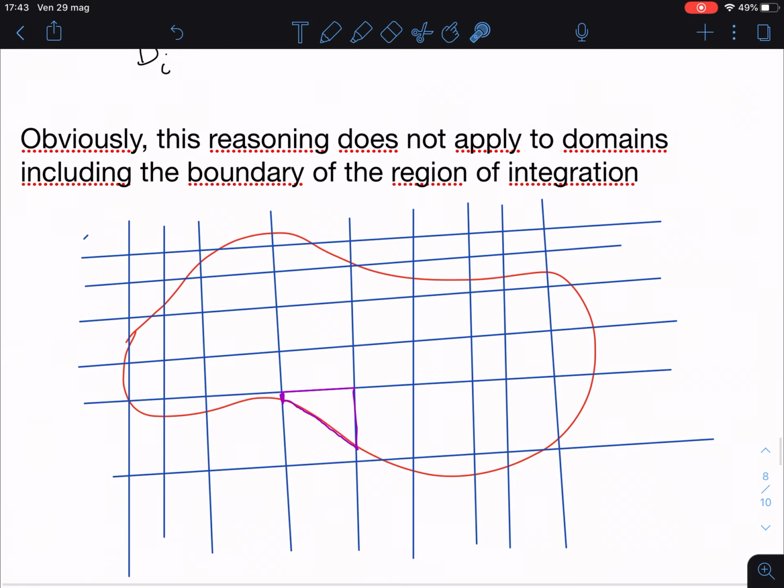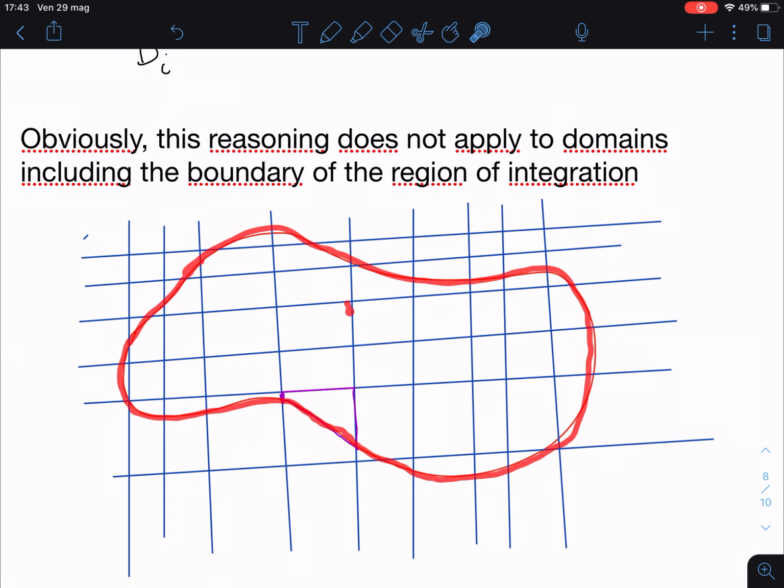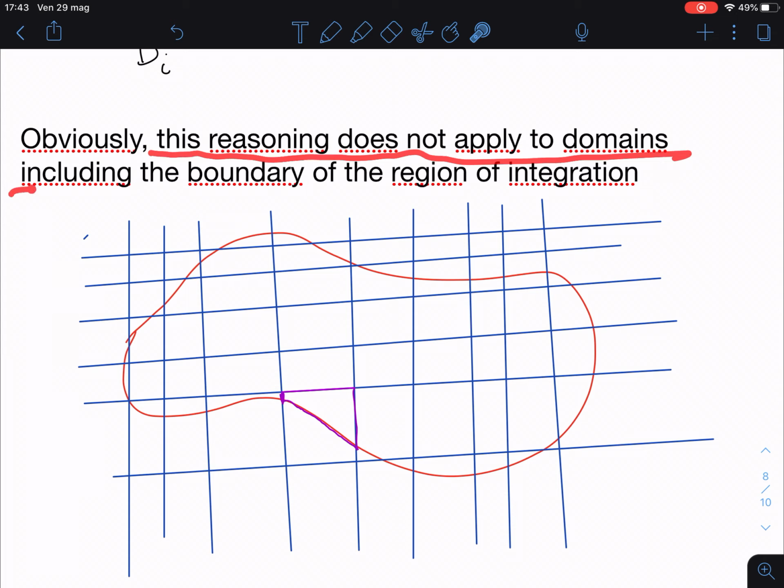But Green's theorem does not hold only on rectangles, it holds on curves like that. Of course, here there are internal rectangles, but what happens when we go to the border, to subdomains that include one side on the border? The answer is very simple. This reasoning does not apply to domains including the boundary of the region of integration. Does not apply here. Does not apply here.